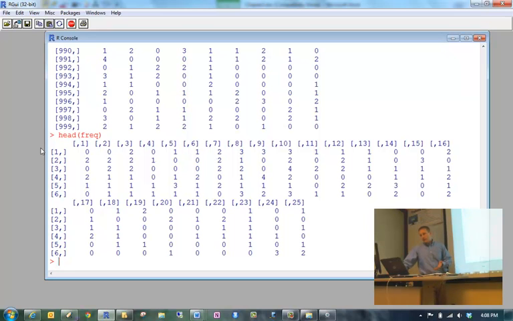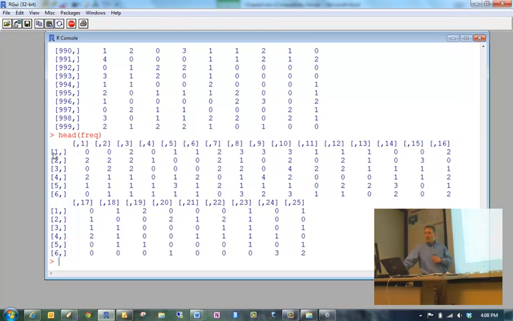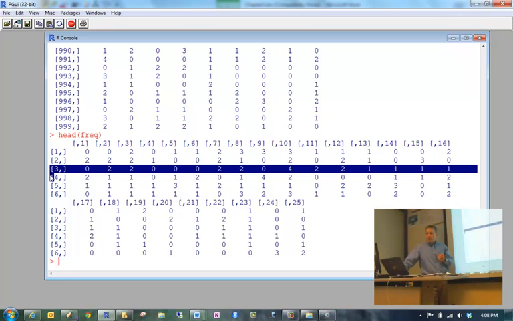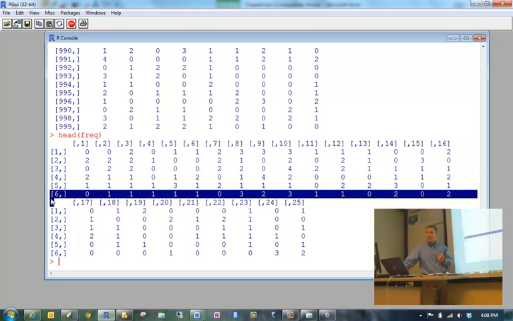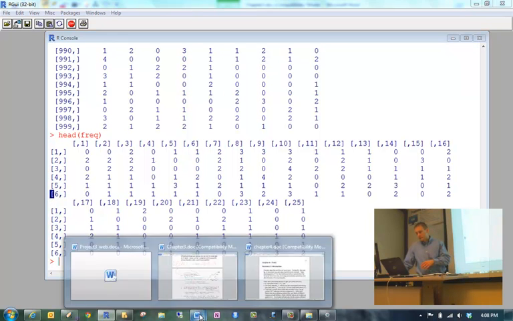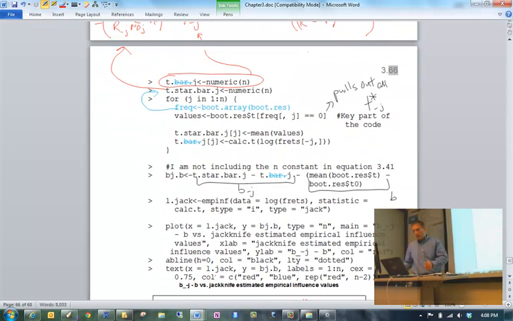So if I take a look at this object freak from boot.array, we can see that, for example, observation 1 does not appear in the first resample. It appears twice in the second resample. And what we'd like to be able to do is, when I calculate b sub negative 1, use this resample, use this resample, use this resample in my calculations. So, how do we do that?